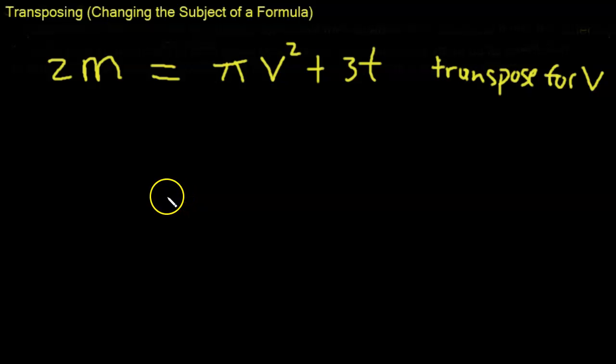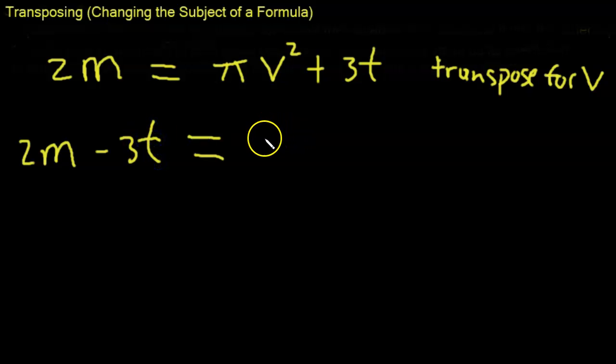Here we have another problem. 2m equals pi v squared plus 3t. So we're asked to transpose for v. And again, we have to get the v squared by itself. So we need to group the positive 3t with the 2m here. So it becomes 2m minus 3t equal to pi v squared. And we want v squared by itself, so we need to get rid of this pi. So we divide both sides by pi.